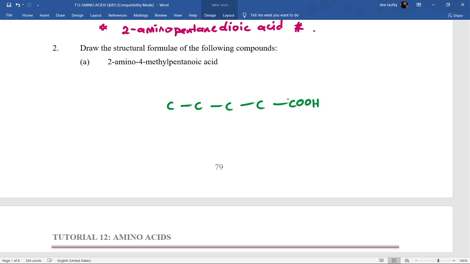Then from this carbon number 1, carbon number 2 we have amino, so NH2. Settle. 1, 2, 3, 4. Number 4 we have methyl CH3. Right, so just fill in the rest of the hydrogens. So this one should be 1H, this one another 2H, one more, and this one should be CH3. Carbon number 1, 2, 3, 4, 5. Alright, settle.